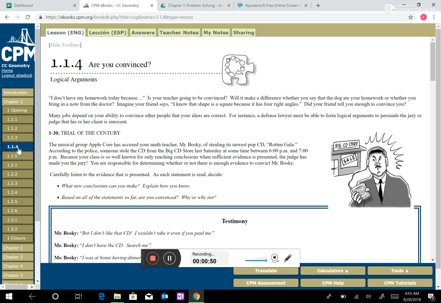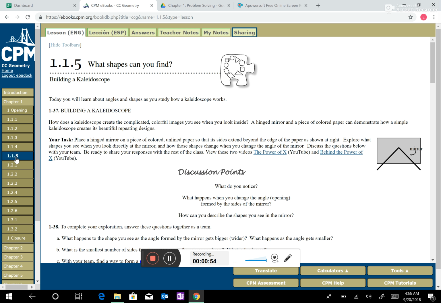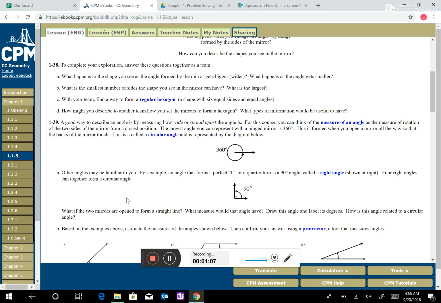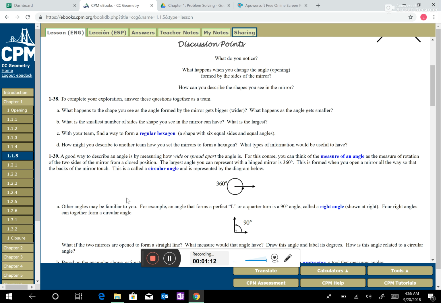We skipped 1.1.4 and we moved on to 1.1.5, which was really the introduction to the big ideas here. This is when you guys had your mirror, and the mirror was on hinges, and you got to move it around and make different shapes and really talk about the symmetry of those different shapes. We also talked about angle measures, so you would move the mirror in different angle measures and talk about the symmetry there.